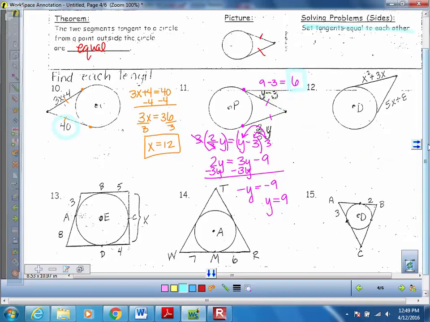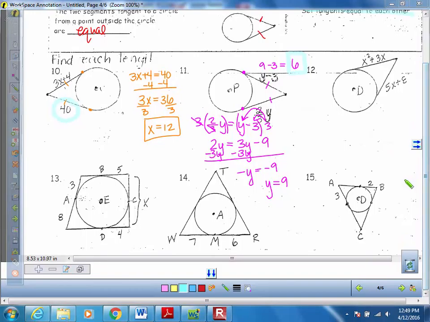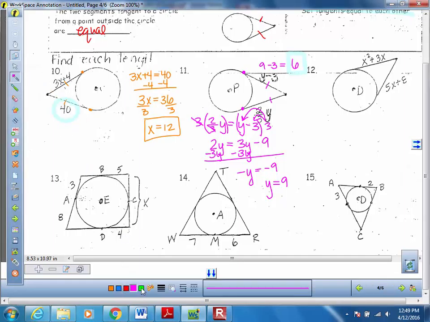Okay, so we're good with factoring. All right, 13, 14, and 15, the other classes were like, oh, those look hard. So let's walk through one or two of those. So looking at 13, they want us to find this side here. Does anybody have a thought of how we would go about doing that?